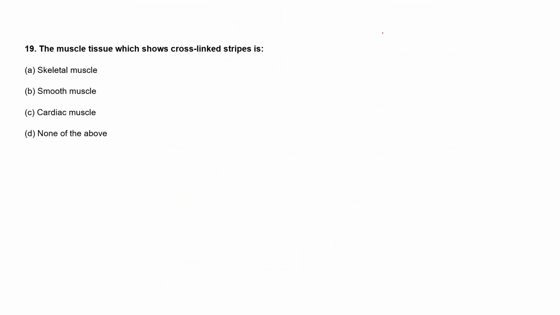Moving to the next question: the muscle tissue which shows cross-linked stripes. Option A skeletal muscle, option B smooth muscle, option C is cardiac muscle, and option D is none of the above.